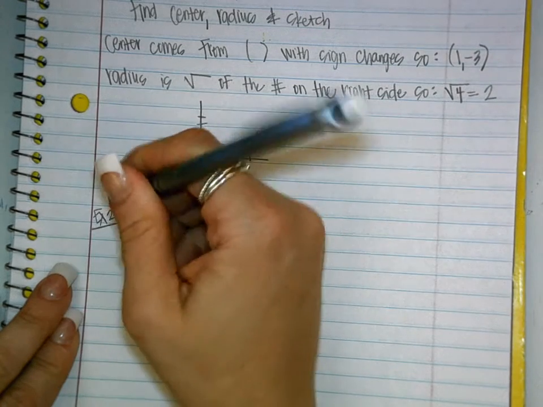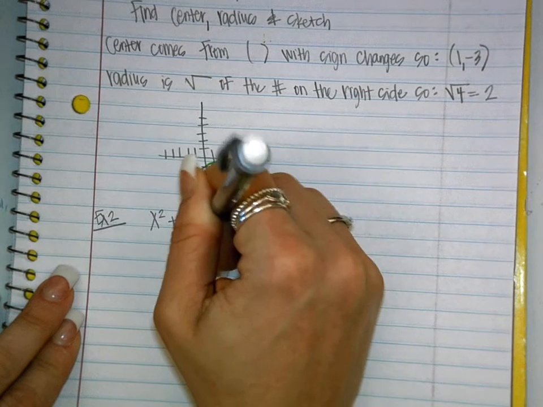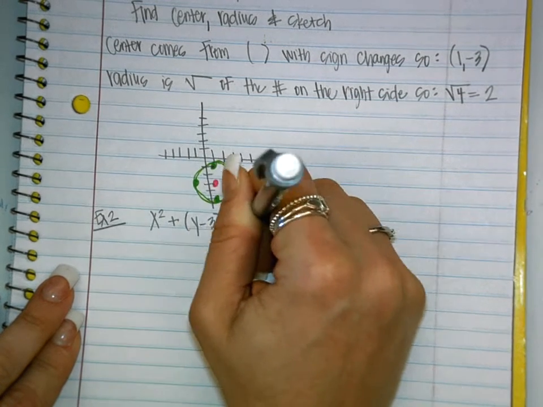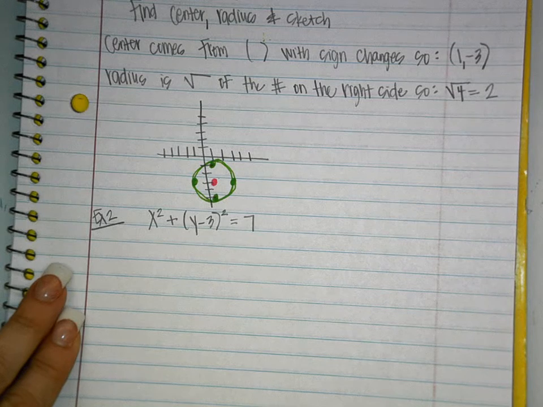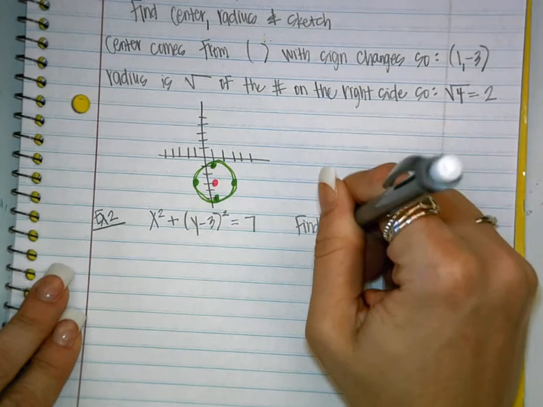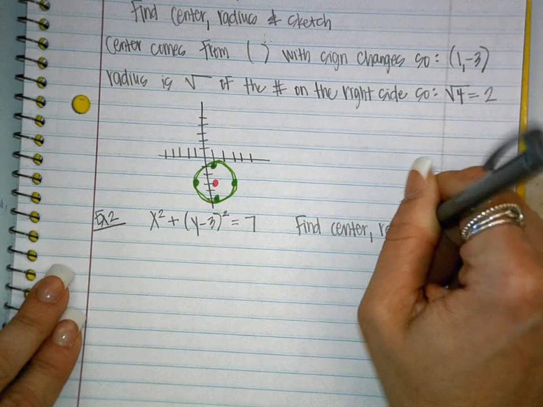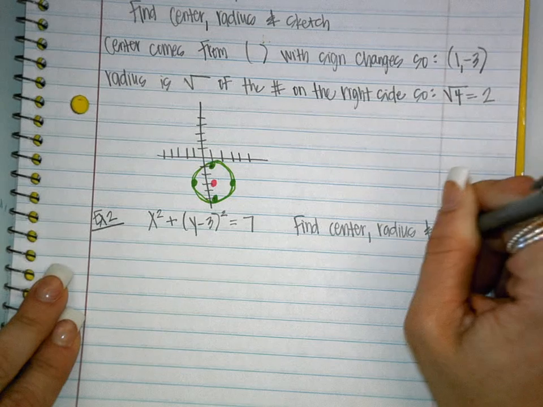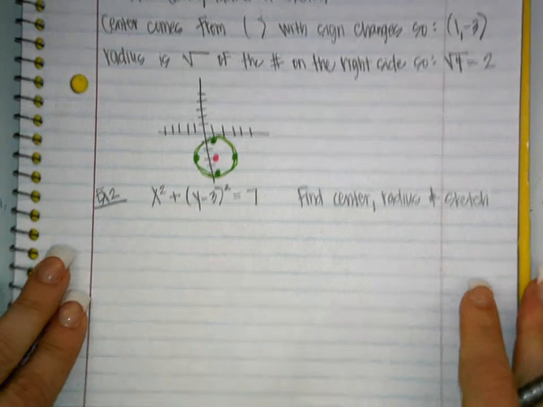Okay, for example, number 2. X squared plus y minus 3 squared equals 7. Again, I would like you to find the center, radius, and sketch. So find the center, the radius, and make a sketch.